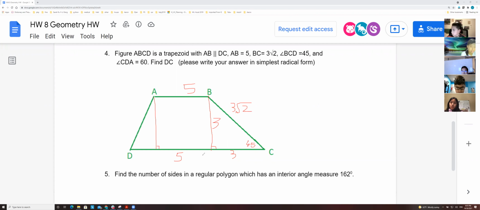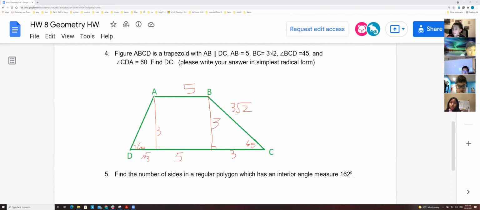And since BDA is 60, we're also in another 30, 60, 90 triangle. That side is 3, meaning that side is the bottom times root 3, which is basically root 3. So we add them all together, you get 8 plus square root 3.